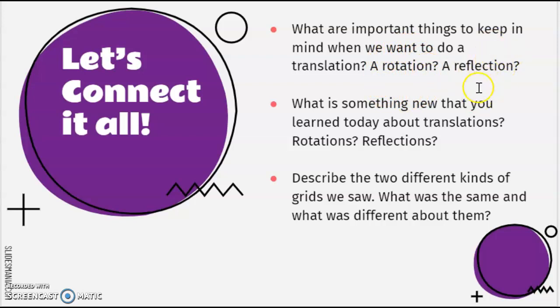So whatever it is on one side of the mirror, it's going to be the exact opposite on the other side. All right, so what is something new that you learned today about translations, rotations, and reflections? We'll talk about that on Thursday. And then describe 2 different kinds of grids we saw. What was the same and what was different about them?